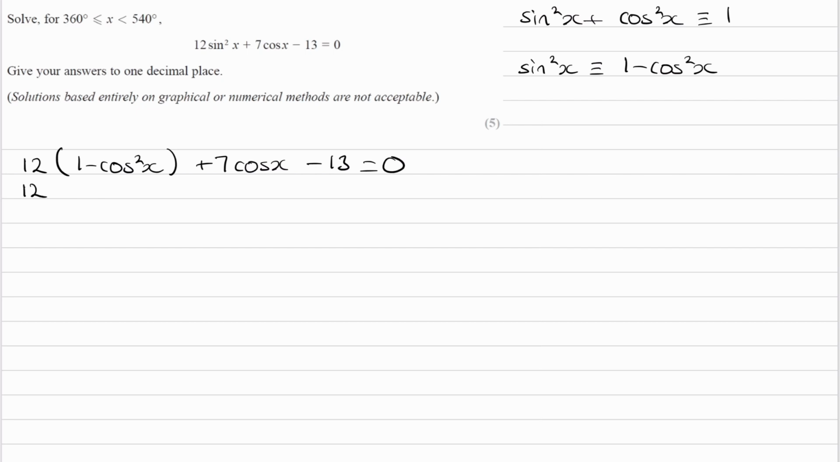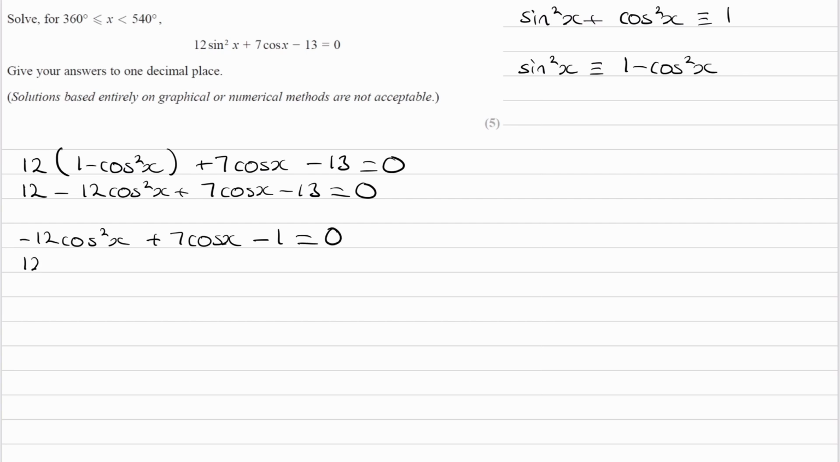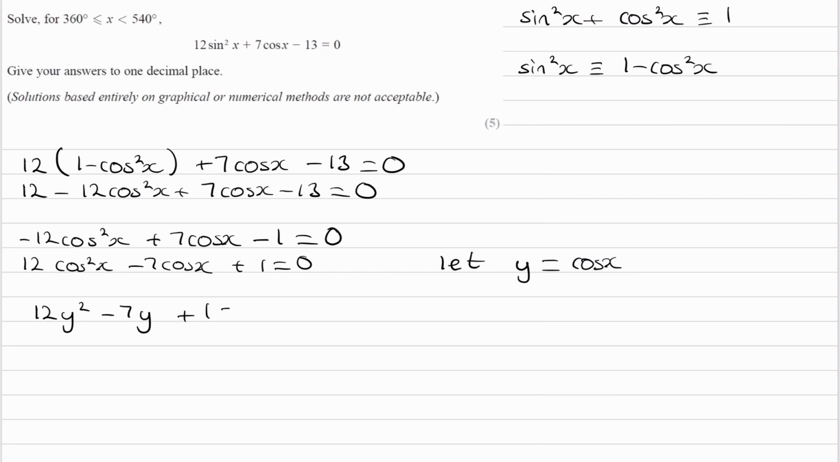And then we can expand out the brackets. So the 12 and the minus 13 become minus 1. And I'm just going to times everything by minus 1 just because it's nice. Okay, so we have a quadratic. If I say let y equals cos x, this equation becomes 12y squared minus 7y plus 1 is 0. So there is your quadratic.